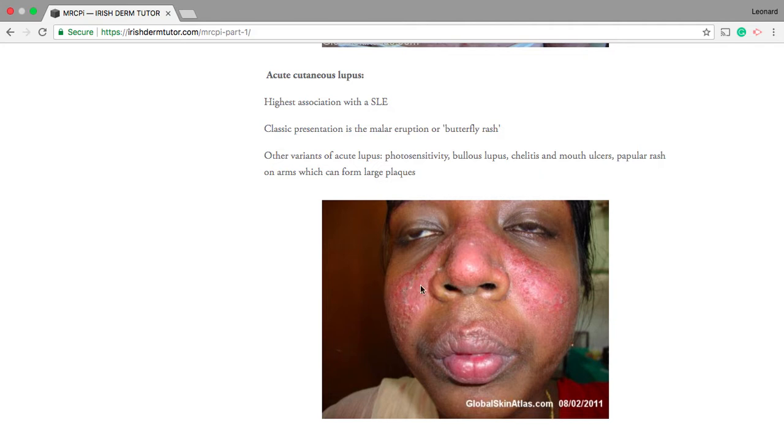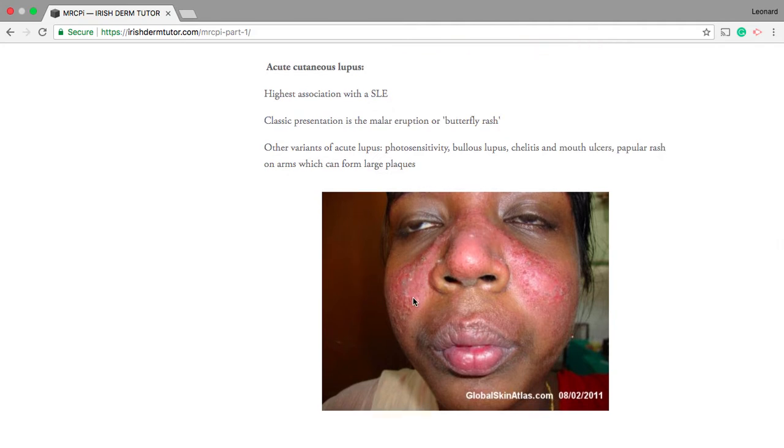And the classic presentation we're all aware of is the malar eruption, or what's colloquially known as the butterfly rash. And here we can see a very markedly red lesion on both cheeks, and it also crosses the midline over the bridge of the nose.